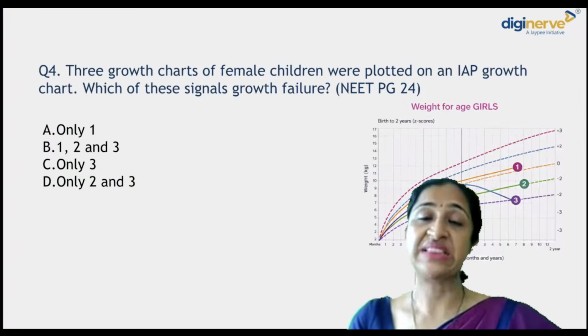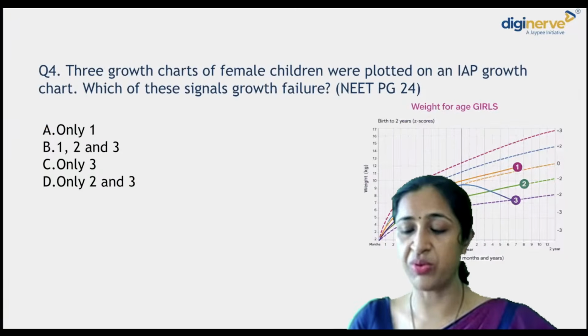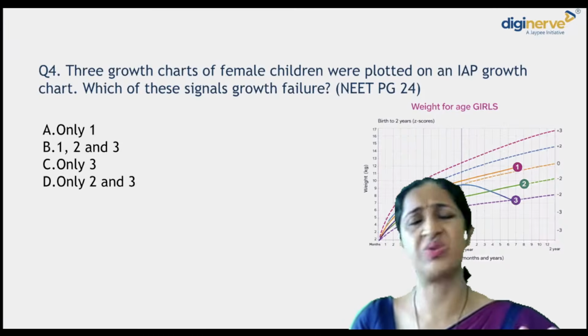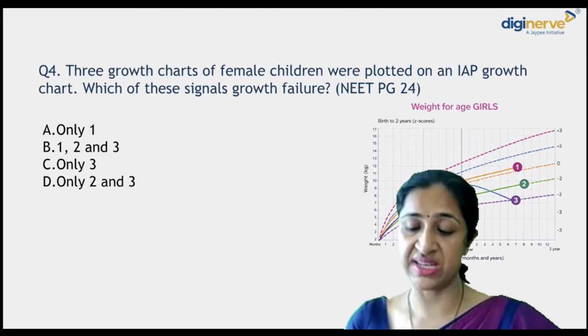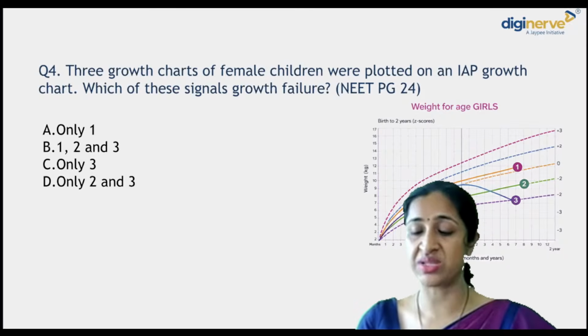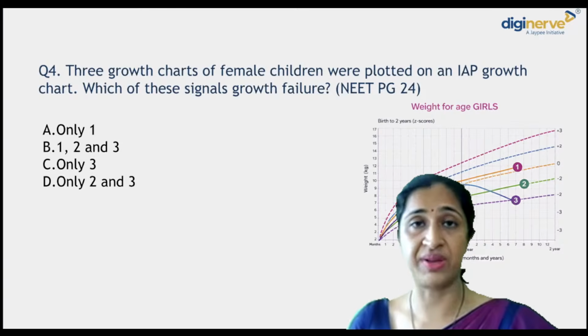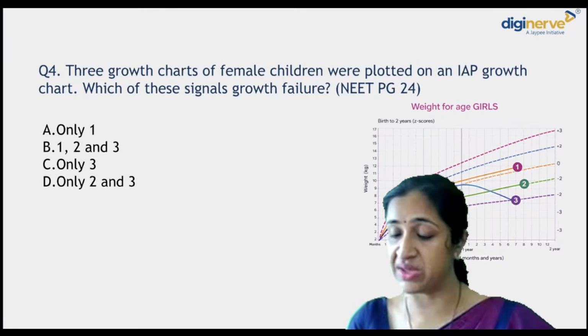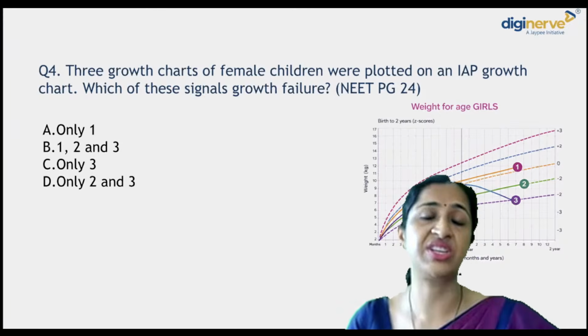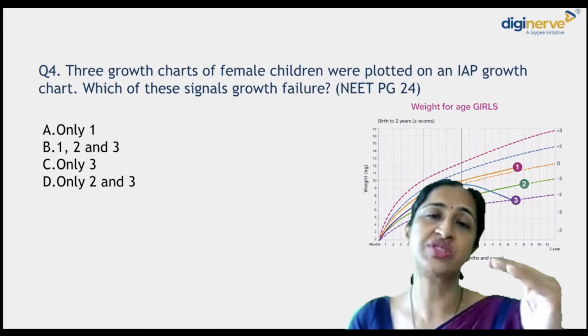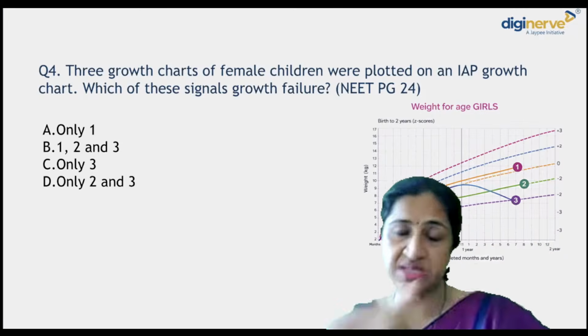Next question. 3 growth charts of female children were plotted on this IAP chart. WHO and IAP, both very similarly coinciding. Which of these signals growth failure? Again, 2 years back NEET. Now, this is so simple that I don't even have to explain this to you, I think. When do you say growth failure? You say growth failure when the child falls 2 standard growth lines below.